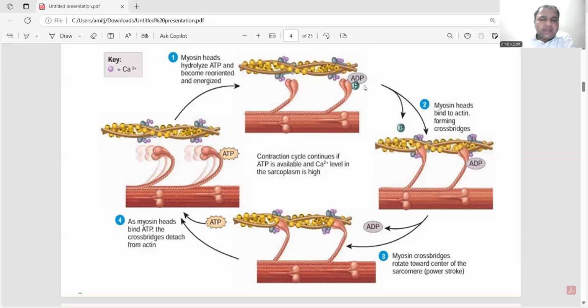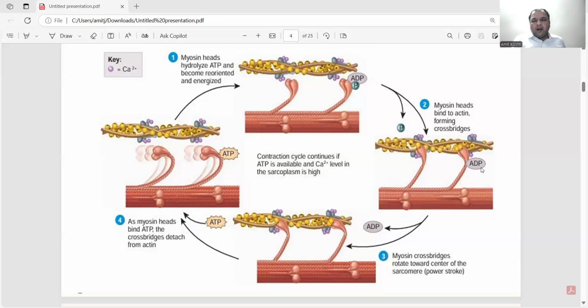Till now we say myosin head. Now when it attaches with the actin, that is called the cross bridge. So what will be the scenario at the cross bridge? Phosphate is not there, but ADP is there. And then these get attached. And then comes the power stroke. First of all, it gets energized, then gets attached, and then pulling will take place.